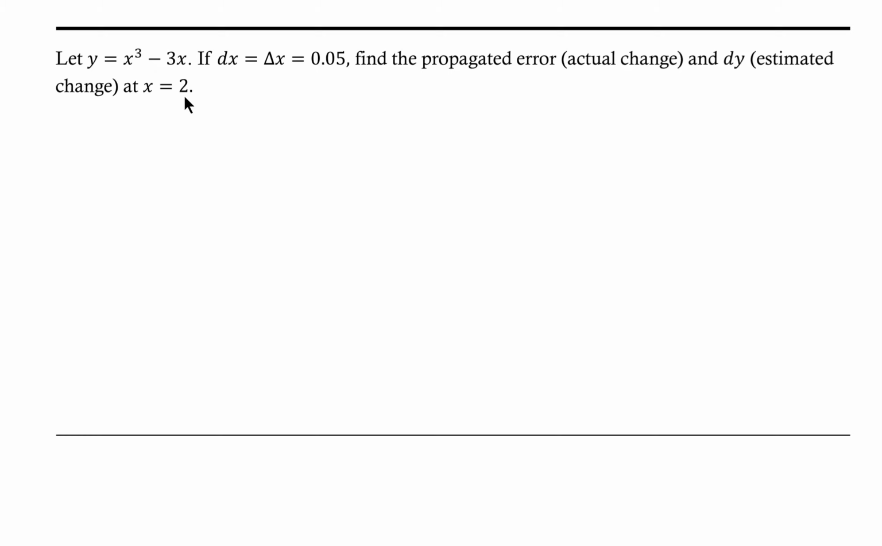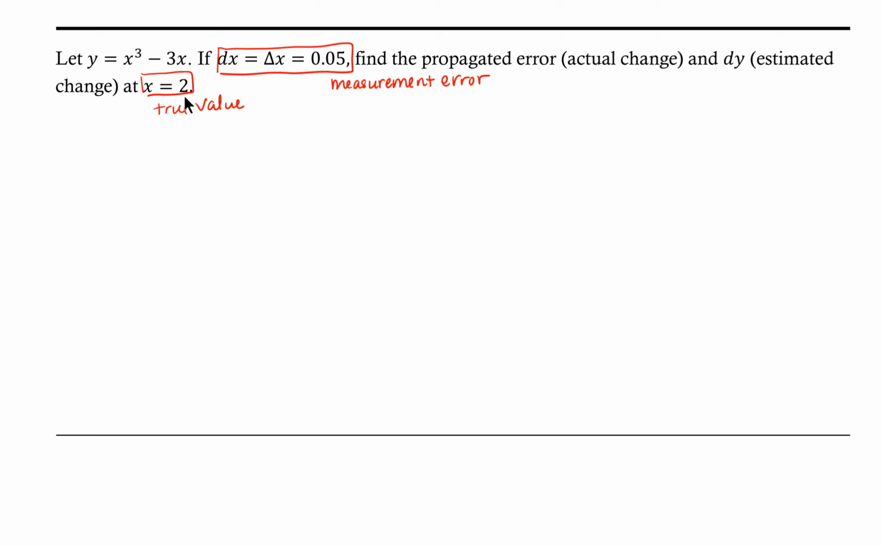Okay, so first let's go ahead and find the actual change. As we do this, we want to think of x equals 2 as the true value of x. And because we had this measurement error, dx, we want to think of as our measurement error, then we measured, rather than 2, we measured 2.05.